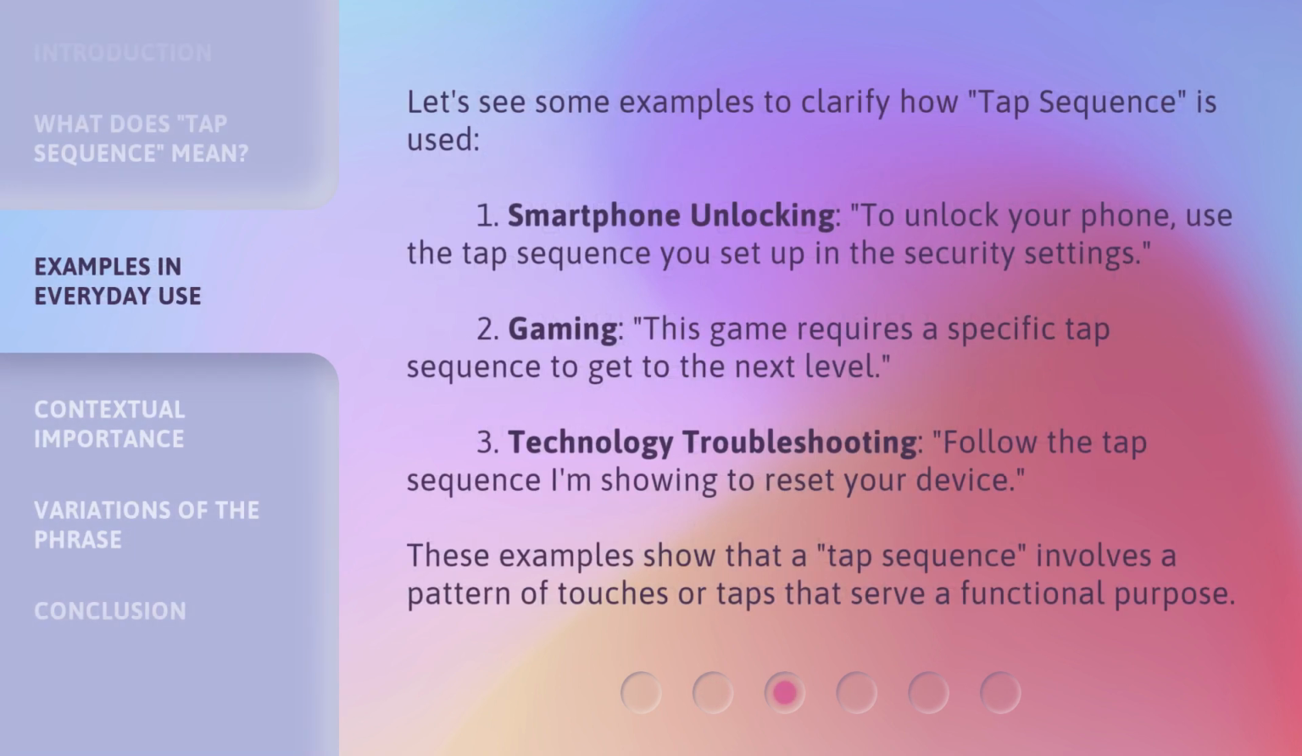Let's see some examples to clarify how tap sequence is used. 1. Smartphone unlocking. To unlock your phone, use the tap sequence you set up in the security settings. 2. Gaming. This game requires a specific tap sequence to get to the next level. 3. Technology troubleshooting. Follow the tap sequence I'm showing to reset your device. These examples show that a tap sequence involves a pattern of touches or taps that serve a functional purpose.